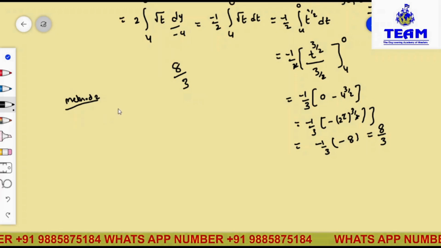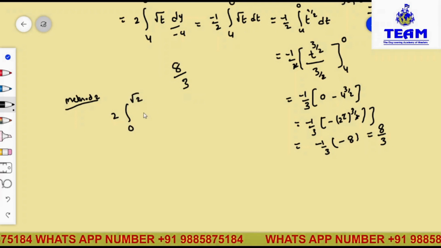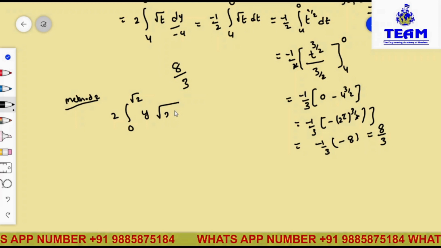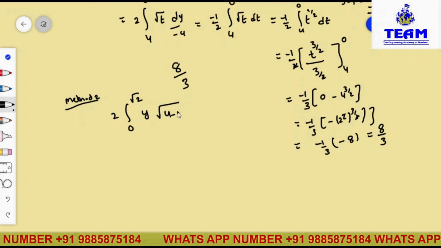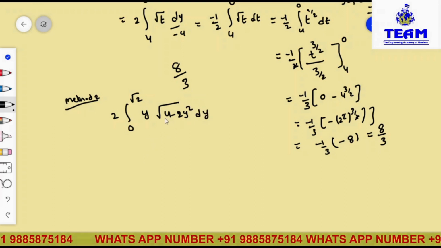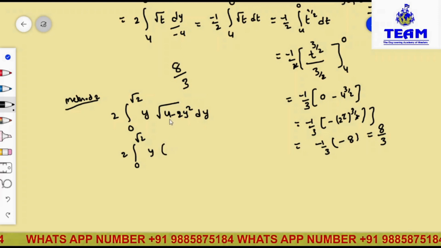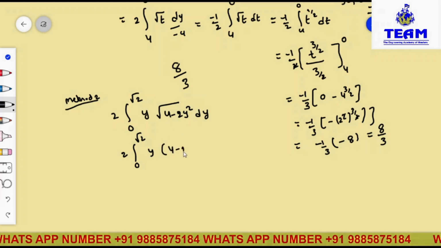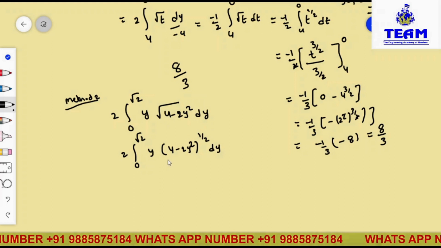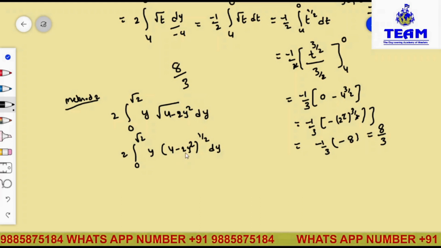Friends, you see here you have the integral, first 2 times the integral from 0 to root 2 of y times the square root of 4 minus 2y square dy. Actually, you can write this as the integral from 0 to root 2 of 2 times y times 4 minus 2y square whole to the power of 1 by 2 dy. This is the substitution method, but without substitution I am doing it. You can use a calculator also.